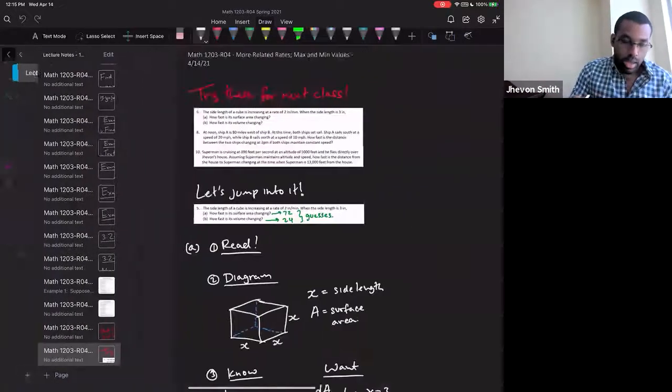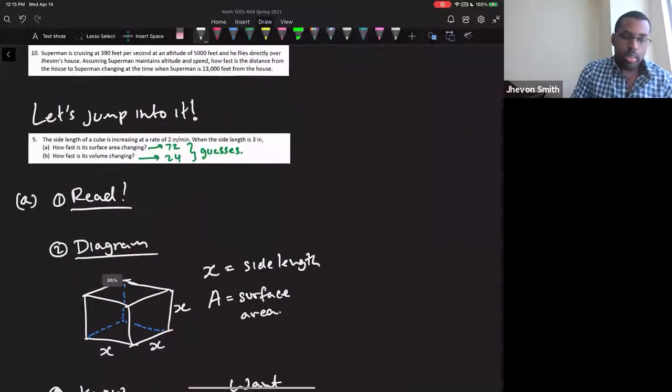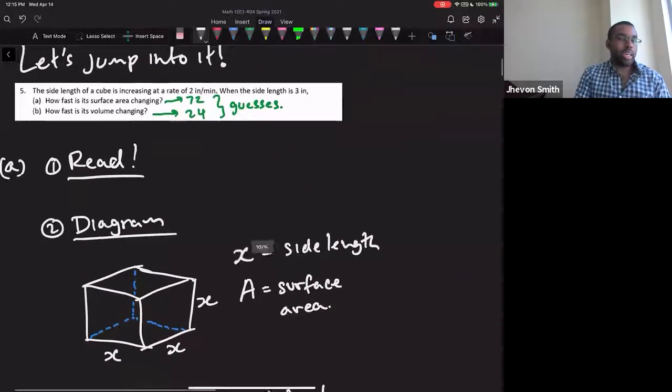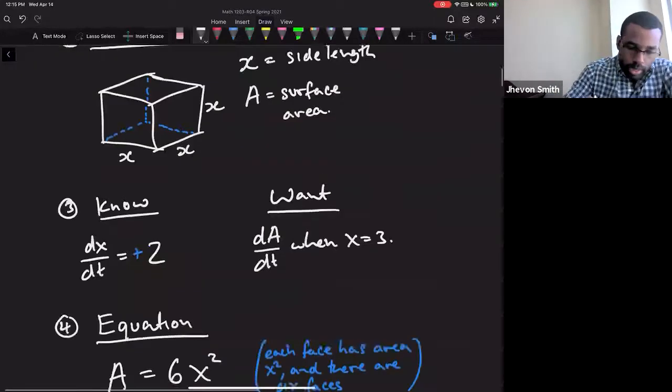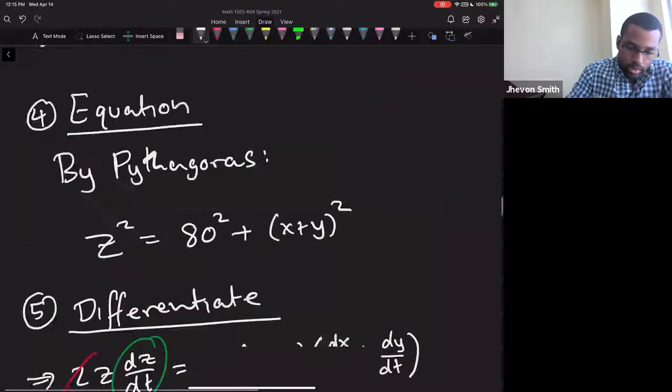And practice a lot. Getting through problems like this should become almost second nature. You might have slight hiccups during step 2 when you're trying to figure out what's going on and drawing diagrams. But other than that, you should be able to get through a related rates problem in relatively short order. Yeah, that's all I wanted to do with related rates.